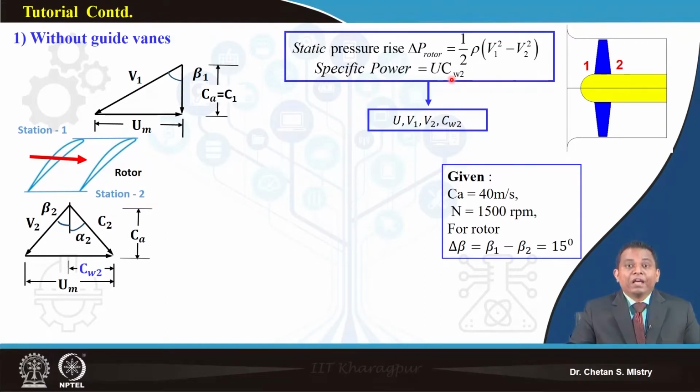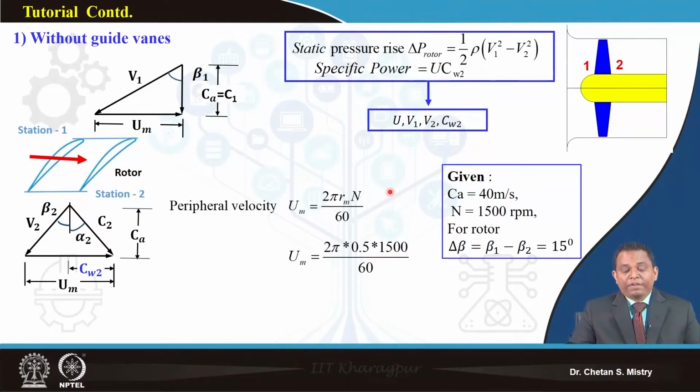With this data, let's start. So the very first point: we are looking for the calculation of peripheral speed. My mean radius, that's what is given to me, is say 0.5 meter. From that we can calculate our peripheral speed. This peripheral speed I can write down as 2 pi R n by 60.